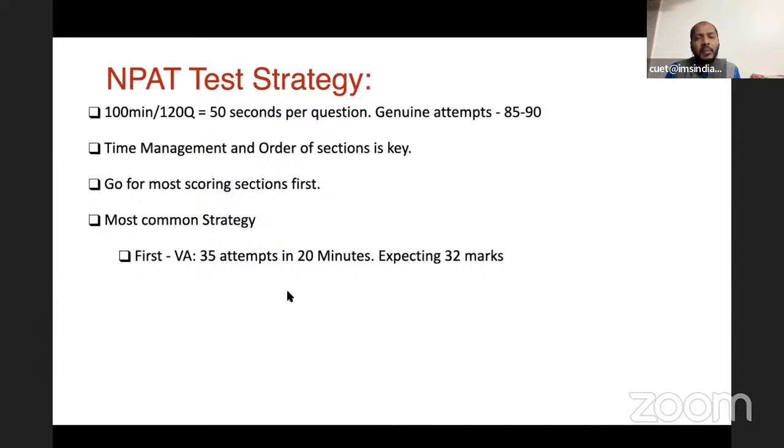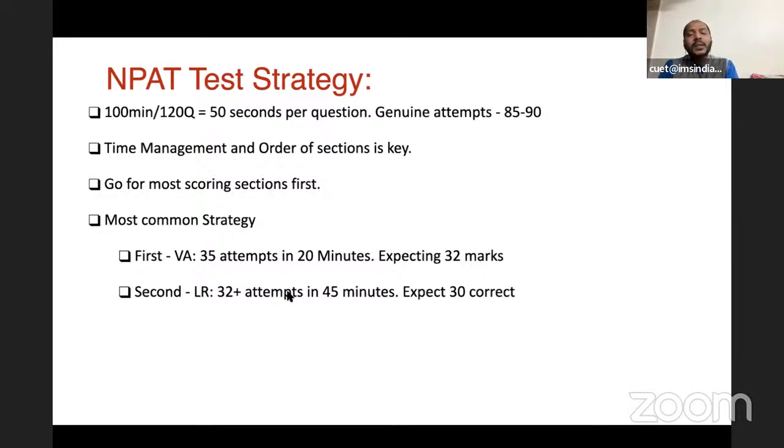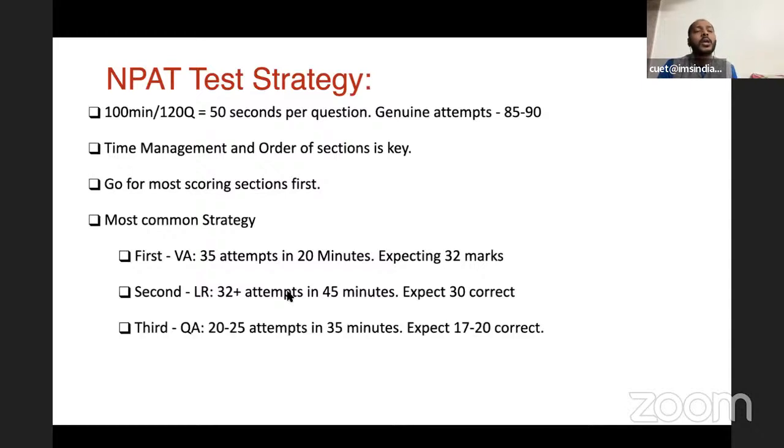Make 35 attempts in 20 minutes and expect 32 marks there. If you're able to achieve this kind of accuracy in verbal ability, you're doing great. Then you go to LR. Try 32 attempts in 40-45 minutes and expect around 30 correct. If you're able to get this much in the first 20 plus 45 minutes, you've already reached close to 60 marks. To cross that 75 barrier, you are only 15-20 away from it, and that you have to achieve in your QA section.